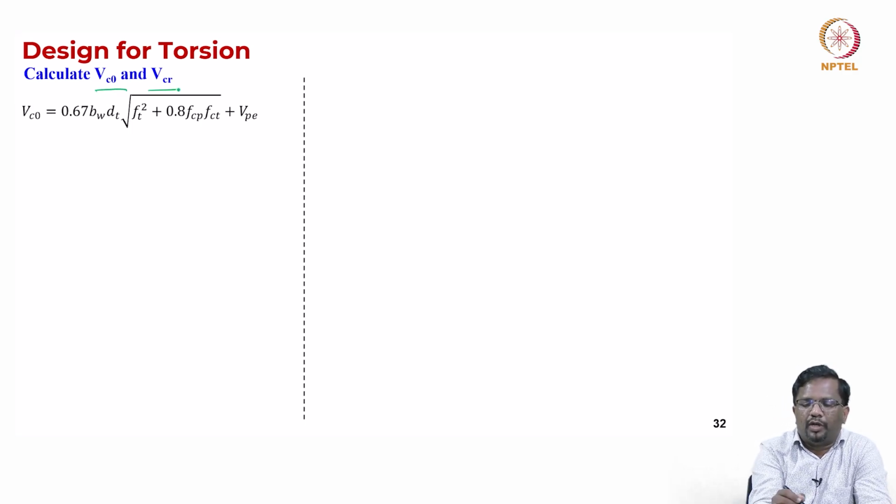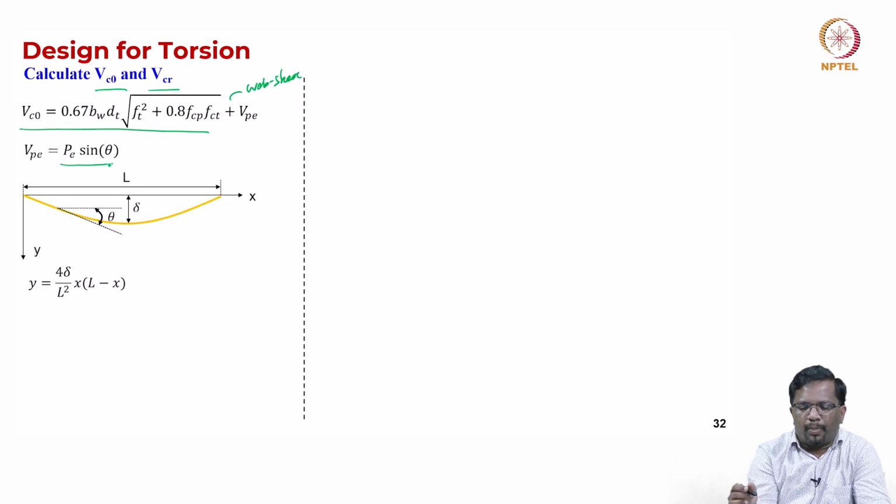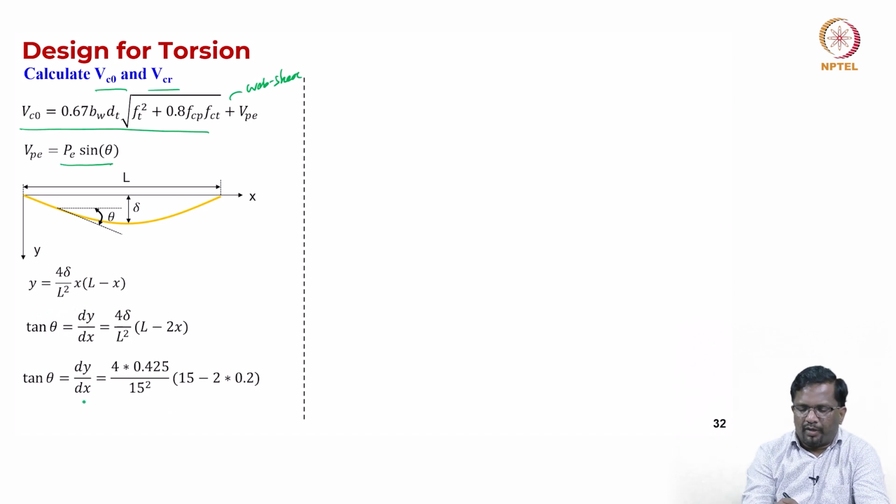If you substitute that to calculate your pure Vc0, first we need to find out Vc0 and Vcr, and Vc0 is your web shear. We have seen that in the last lecture, and there is also a vertical component due to pre-stress, which is Pe into sin theta. So, if you substitute all these things, the theta works out to be... this is your equation for the cable profile, and this is what we explained previously also.